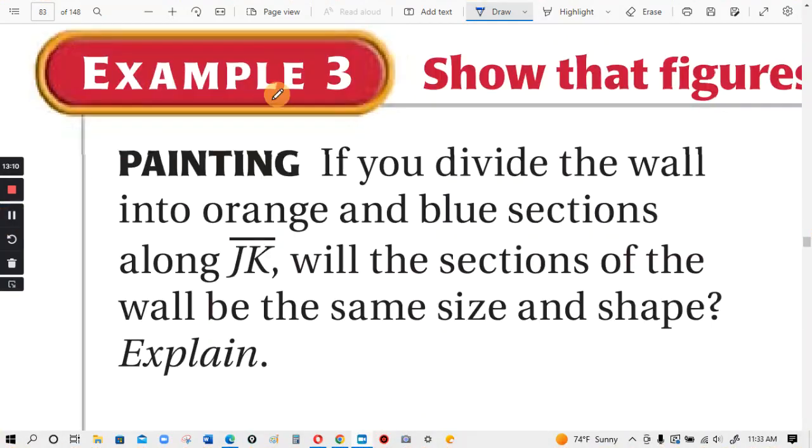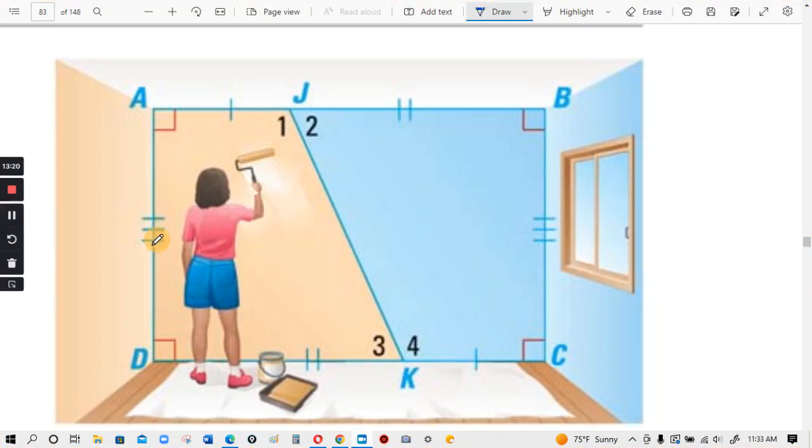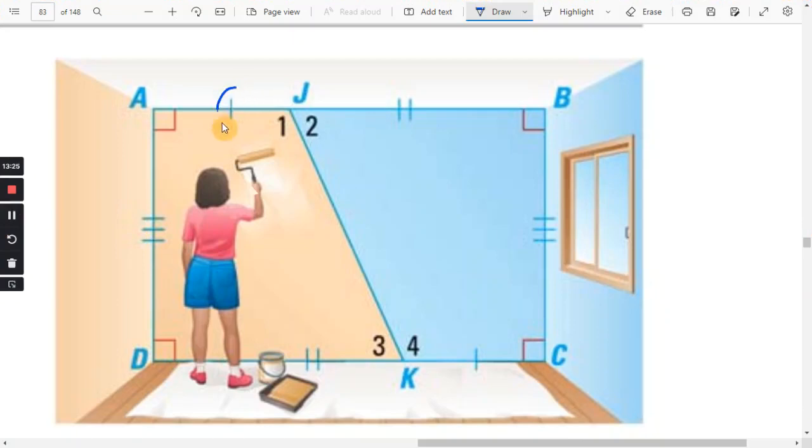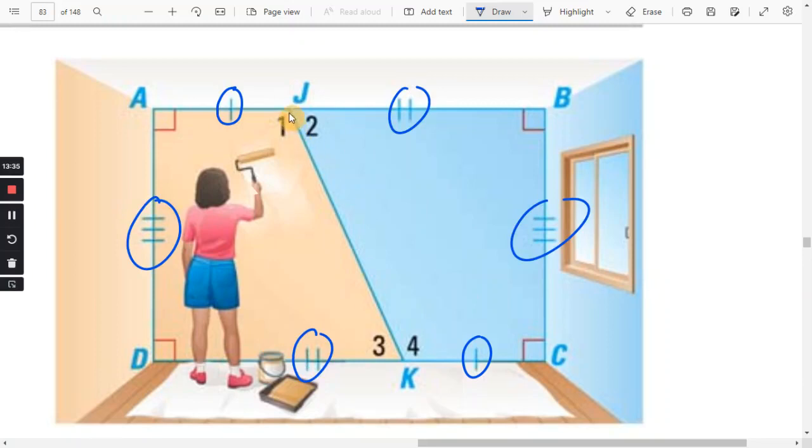All right, example 3. If you divide the wall into orange and blue sections, will the sections of the wall be the same size and shape? All right, well, we can definitely match all 4 sides. We see that this side matches this side, that's 1. This side matches this side, that's 2. This side matches this side, that's 3. And this side right here is shared by both sides, so we can make that equal to itself. So that's all 4 sides.